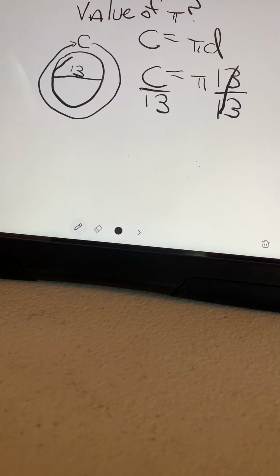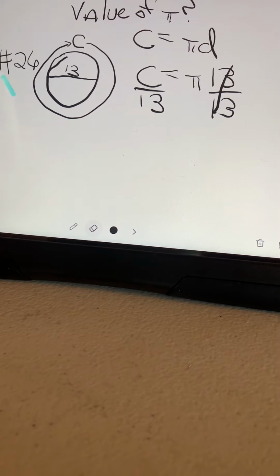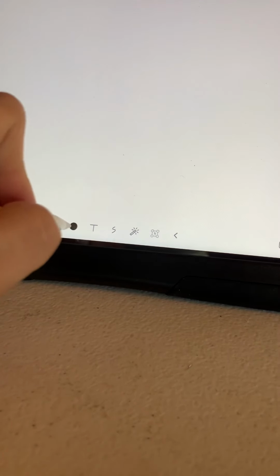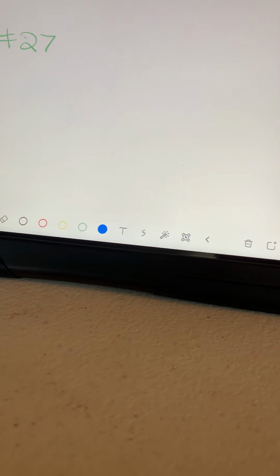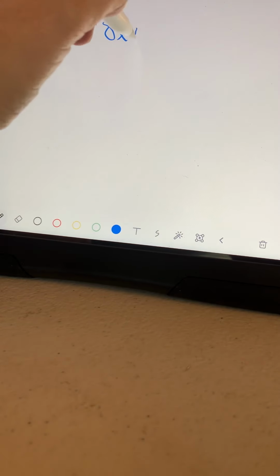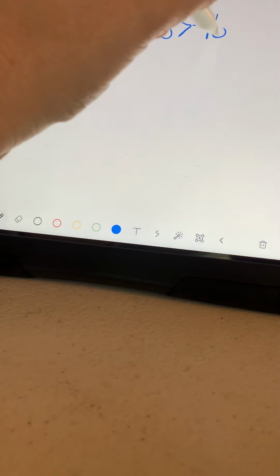Okay, so this is number 26. Okay, we're going to erase that, and we're going to look at our next problem. Our next problem is number 27. On number 27, it says, what is the solution set for this inequality? And we're given the inequality negative 8x plus 40 is greater than negative 16.